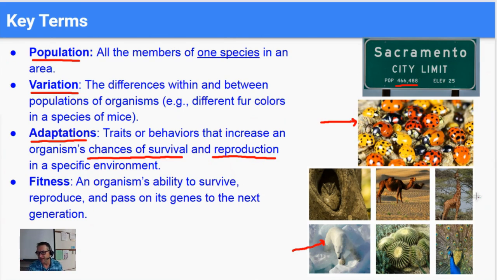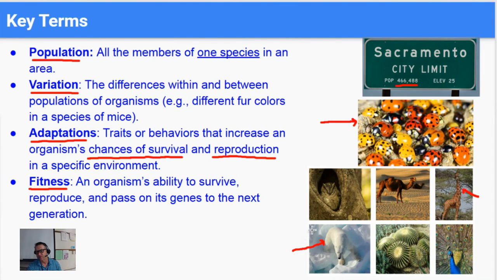This giraffe right here, classic. His adaptation is an extremely long neck, which allows him to reach up into trees and get leaves that other animals cannot get. All right, so those are adaptations. Anything that gives an organism a better chance to survive. And the last key term, you'll need to know this one, fitness. It's a measure of an organism's ability to survive and reproduce and pass its genes to the next generation.